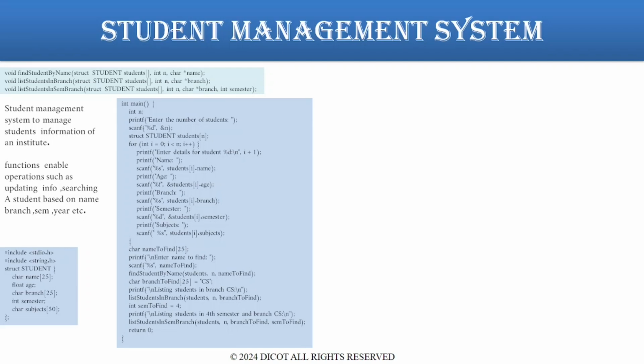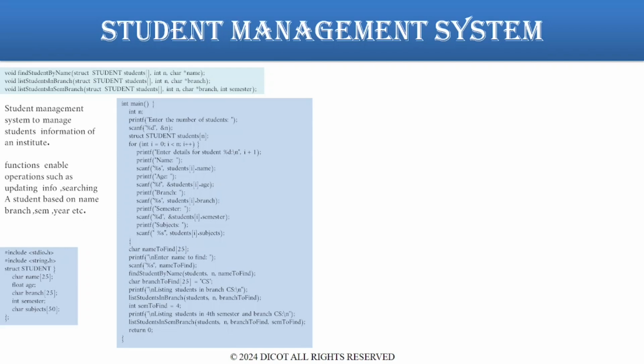Then, at the end of the loop, this list will have the details of all the students. Now, to find a student by name, we can ask the user to enter the name of the student who needs to be searched in the list. Once you enter the name, you can invoke the function find student by name, and pass the student list, the number of elements in the students, and the name to find.